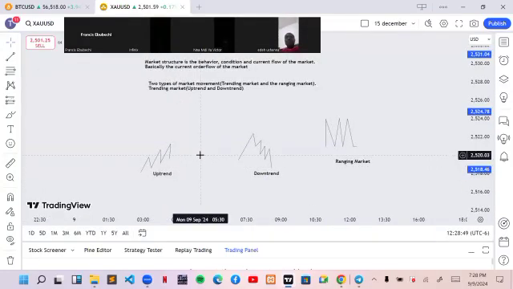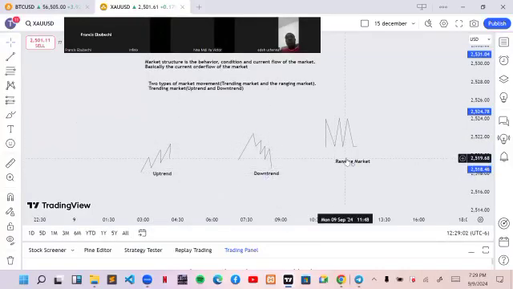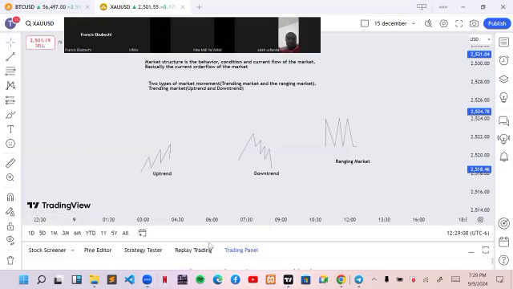So market structure is the behavior, condition, and the current flow of the market. There are two types of market movements, the trending market and the ranging market. The trending market has two types, uptrend and downtrend. This is what an uptrend is, this is what a downtrend is, and this is what a ranging market is.